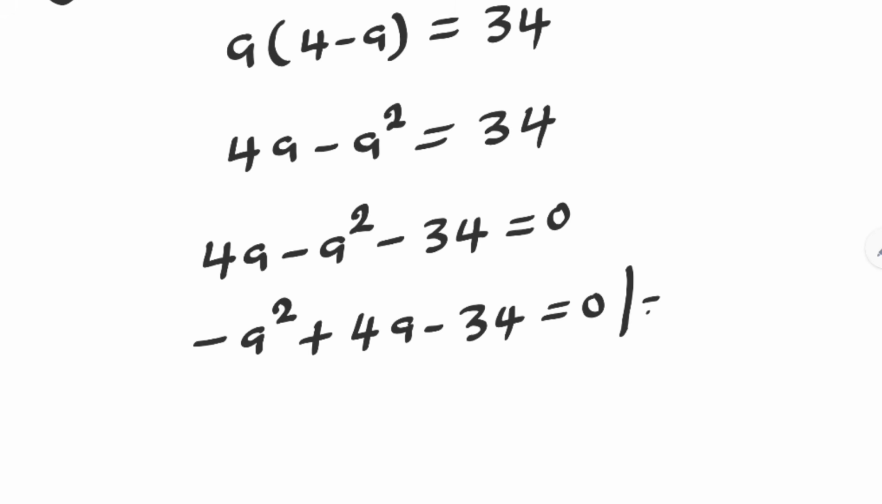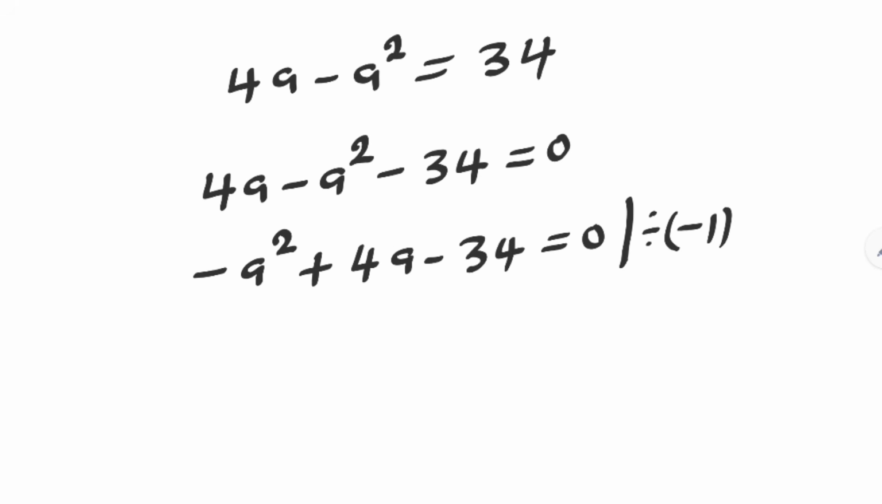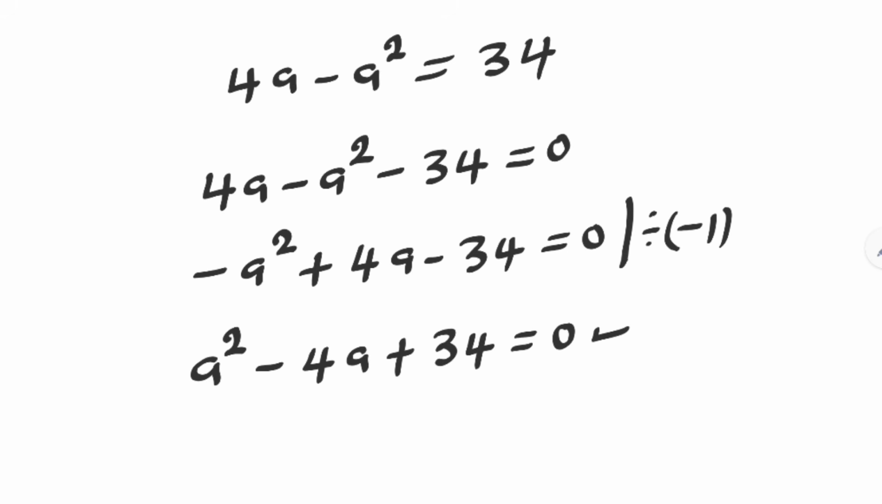Let us divide the whole of this equation by minus 1. So the whole of this can be written as A square minus 4A plus 34 is equal to 0. This is a quadratic equation. Let us solve this using quadratic formula.